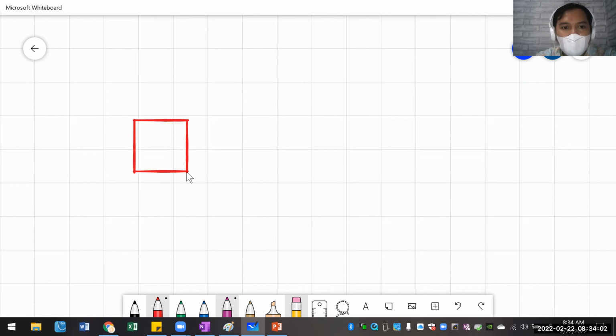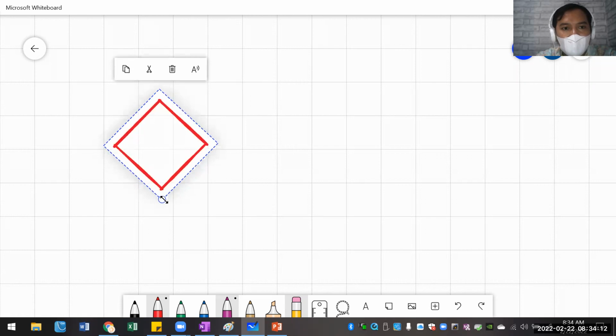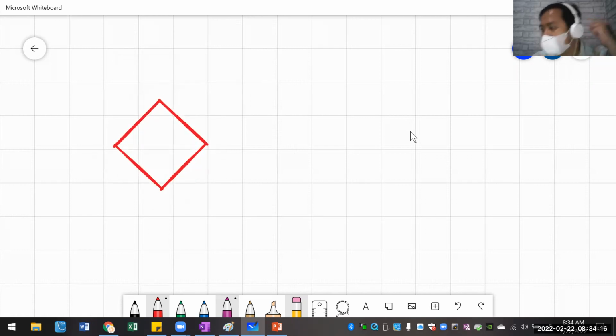So question, if I rotate this, can this be rotated? I forgot. I can rotate this. Okay, if I rotate it like this, question, is this becoming a rhombus? Yes or no, guys? If I rotate it like this, does it become a diamond? Does the shape change into a diamond? It's just a rotation, guys.